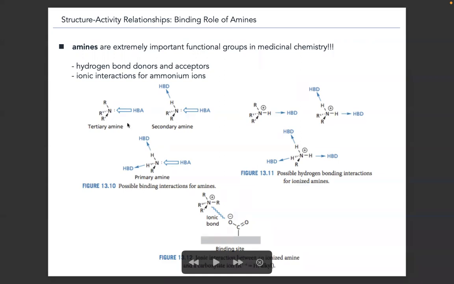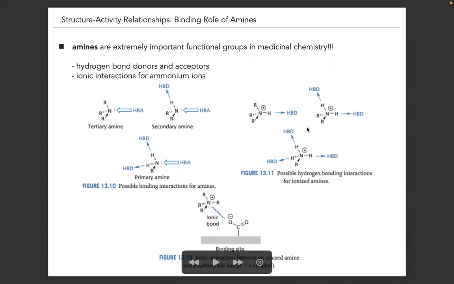By switching to the secondary amine, you've now introduced a hydrogen bond donor. When you don't have that H, that hydrogen bond donation is not there. So they're a really easy way to tune whether you have hydrogen bond donation or not. Primary amines are going to provide two hydrogen bond donors, something to keep in mind.